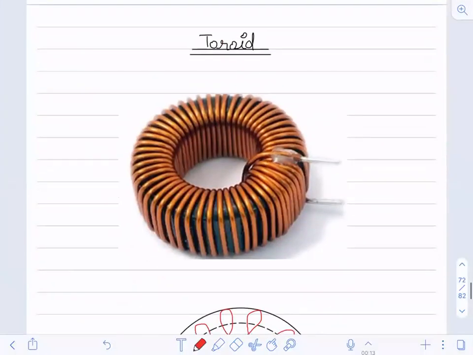So a toroid would look somewhat like this. You can see in the figure. Fine. Now, if you see this toroid, I don't know how many of you would have seen this practically. This structure, this toroid, is used in inductors, power inductors and transformers also.